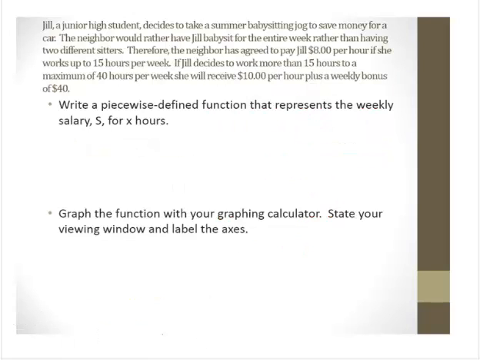Alright, let's finish this off with an application. Jill, a junior high school student, decides to take a summer babysitting job to save money for a car. The neighbor would rather have Jill babysit for the entire week rather than having 2 different sitters. Therefore, the neighbor has agreed to pay Jill $8 per hour if she works up to 15 hours. If Jill decides to work more than 15 hours to a maximum of 40 hours per week, she will receive $10 an hour plus a weekly bonus of $40.